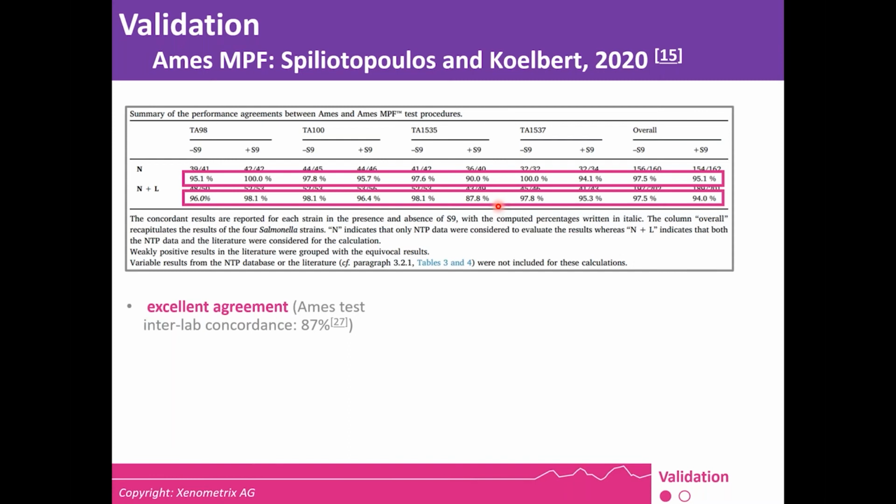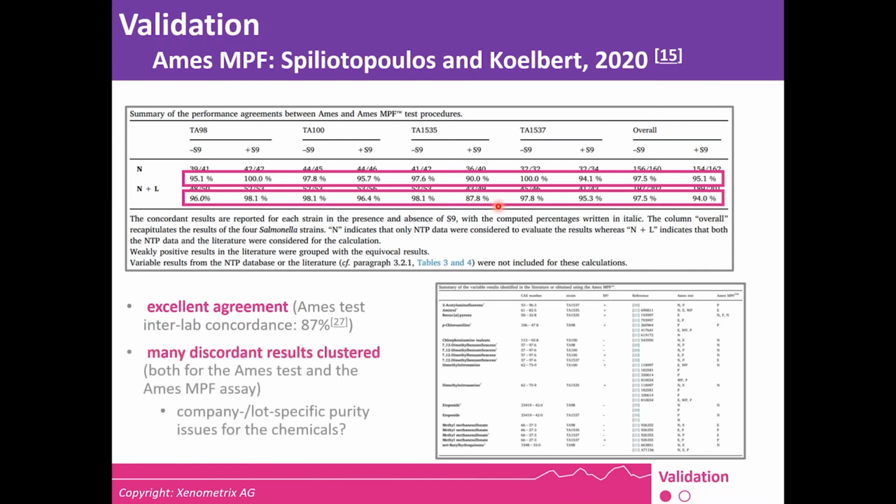And this is quite important. So we are in a ballpark which is as similar as the Ames test in petri dishes. And importantly, many of the discordant results could be clustered, both for the Ames test and the Ames MPF, meaning that in some cases, we have reason to believe that there was some company-specific purity issue or lot-specific purity issue, which in follow-up studies that we performed after this analysis was performed, we confirmed to be true.